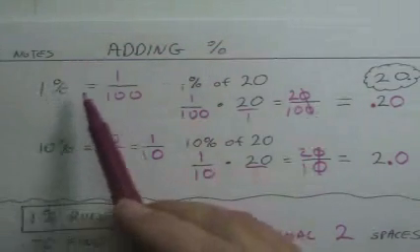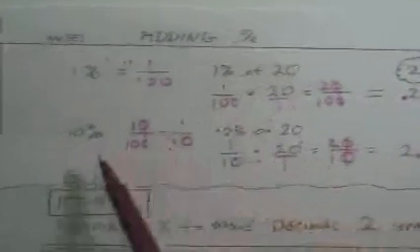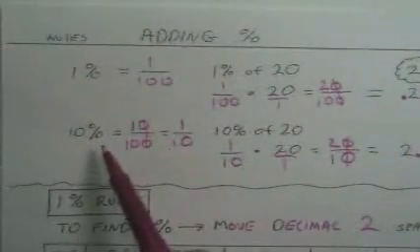So remember, for 1%, move the decimal 2 spaces, 10%, move it over 1 space.